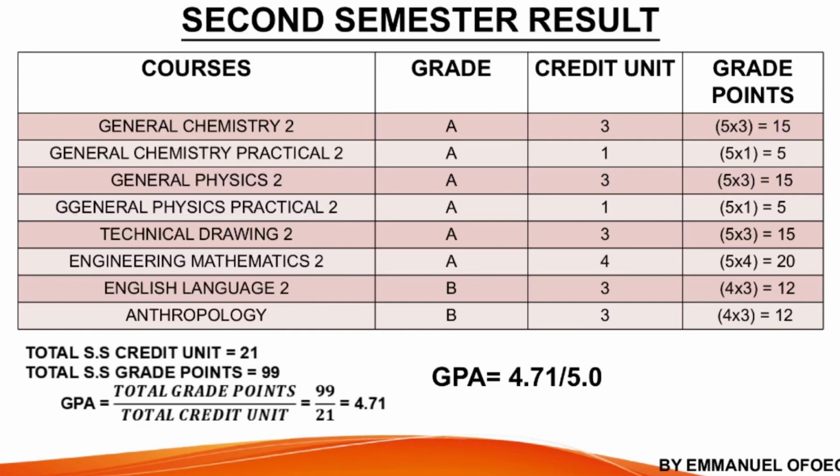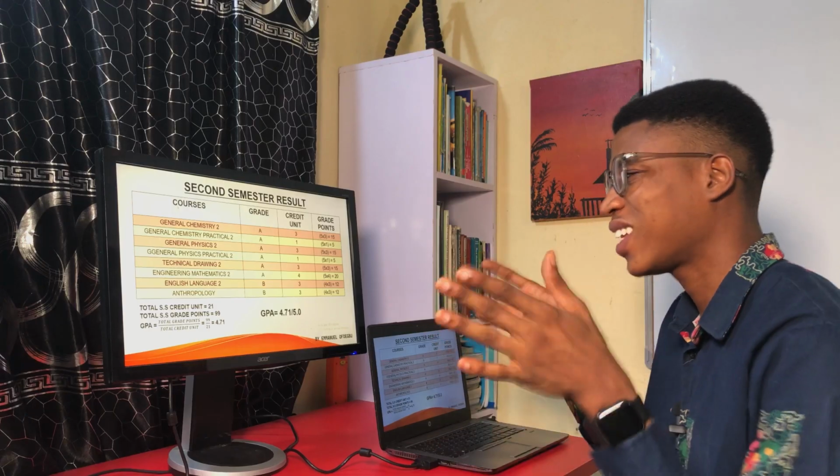Anthropology, the last line, B signifies 4. 4 times 3 is 12. You add all the grade points, it amounts to 99. You add all the credit units, it amounts to 21. The GPA is the total grade points over the total credit units, which is 99 over 21, 4.71. But we are still at the GPA.